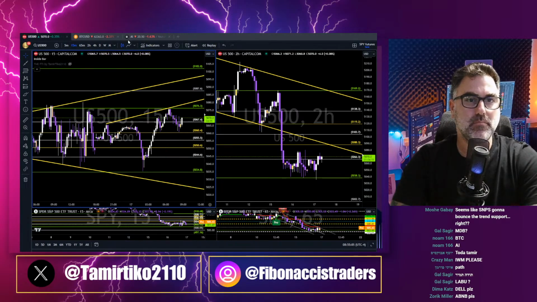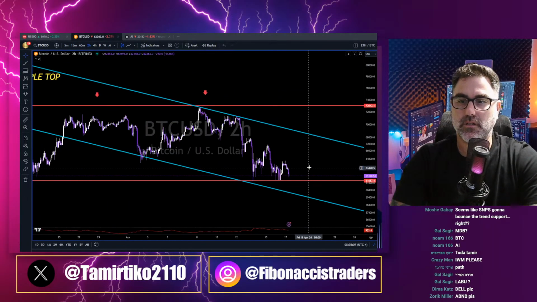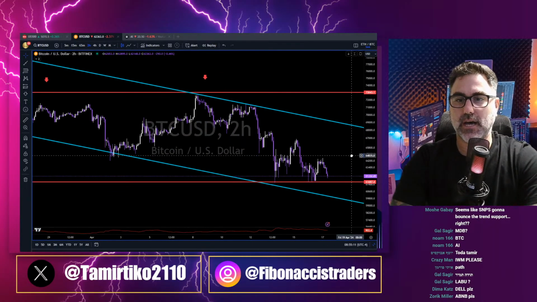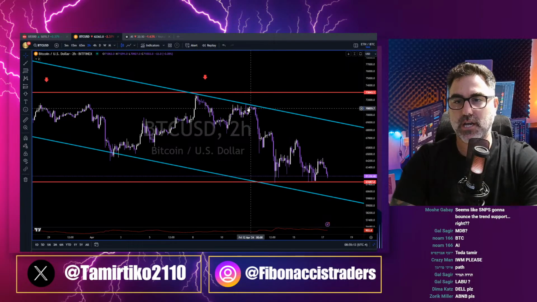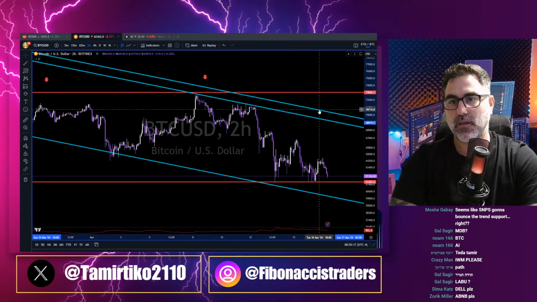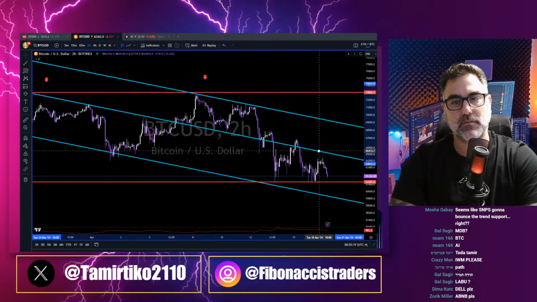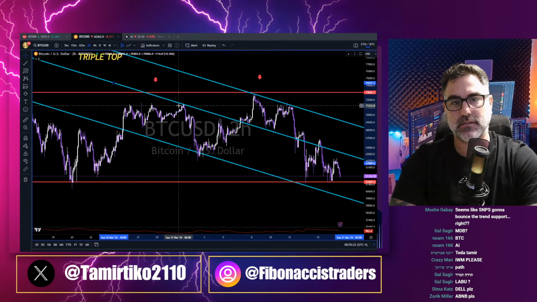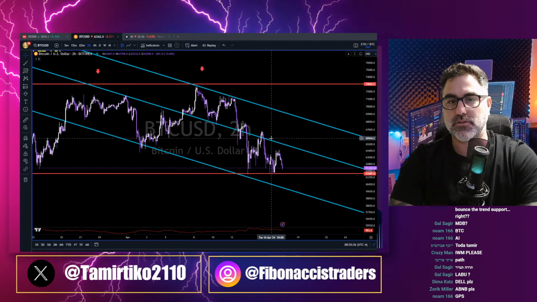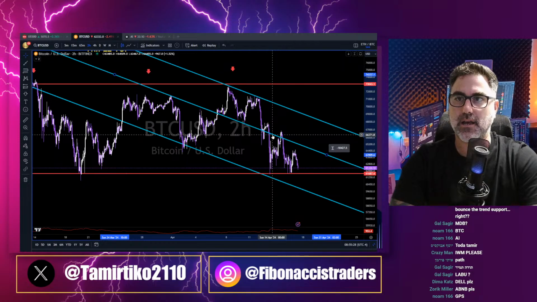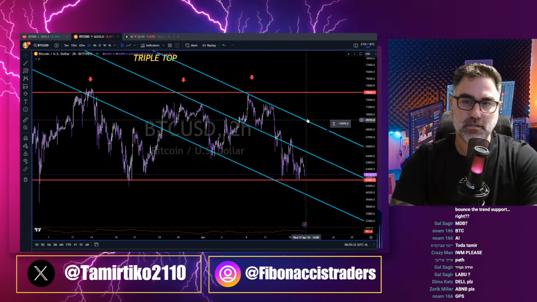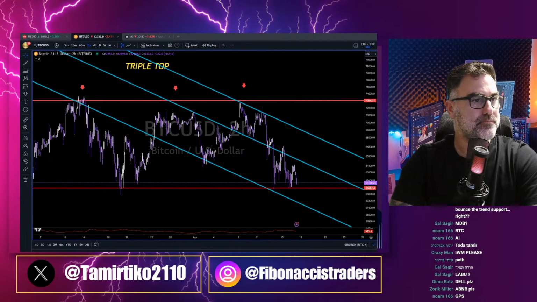Dell, Airbnb. Look at the Bitcoin. It continues to go to the downside. You have a downtrend channel and a downtrend channel inside the downtrend channel. Look at this. It's all about trend lines, ladies and gentlemen. It's all about trend lines. Lower highs, lower lows. Trend line inside the trend line. Downtrend inside the downtrend.